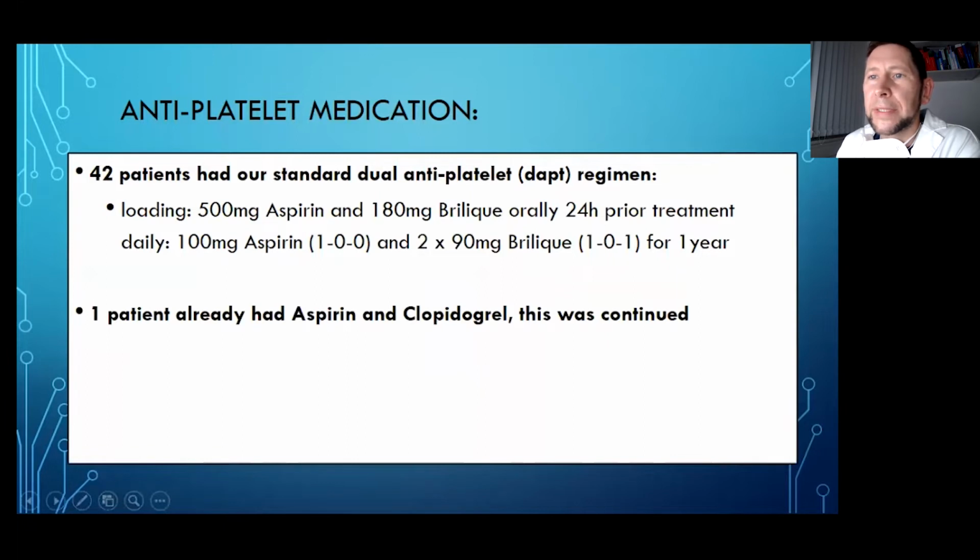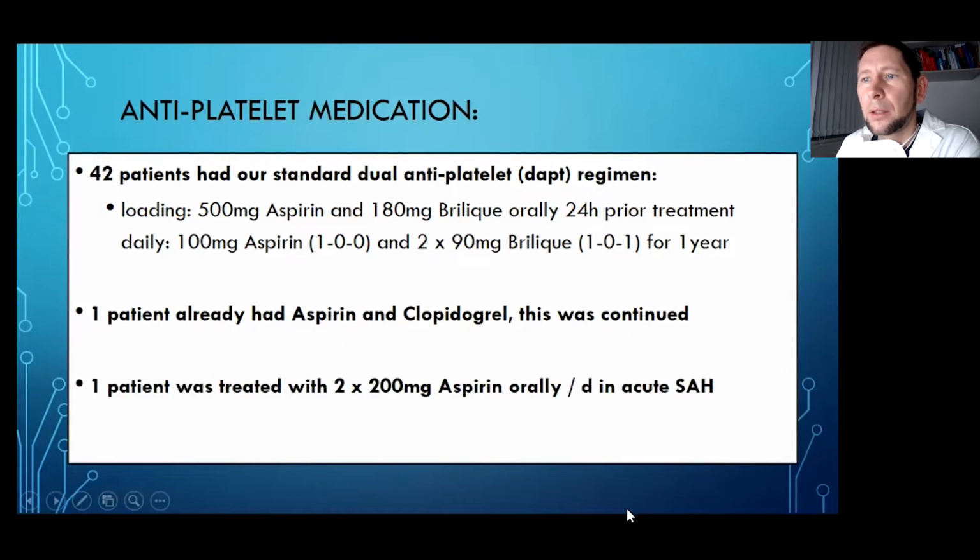One patient already had ASA and clopidogrel, which was continued because it was working nicely. And one patient was treated with 2 times 200 milligram ASA only in the setting of acute SAH.